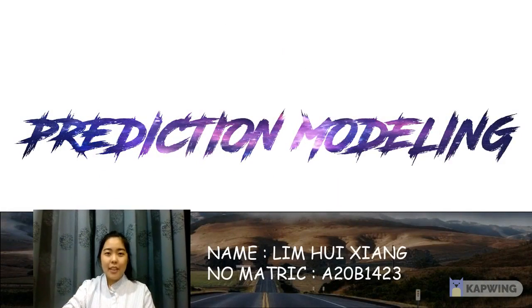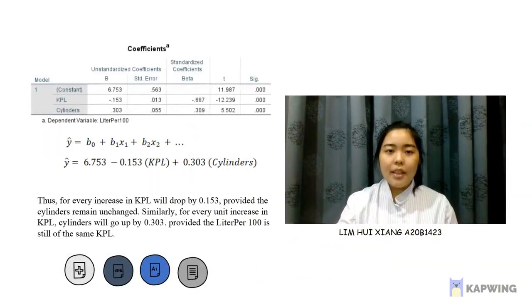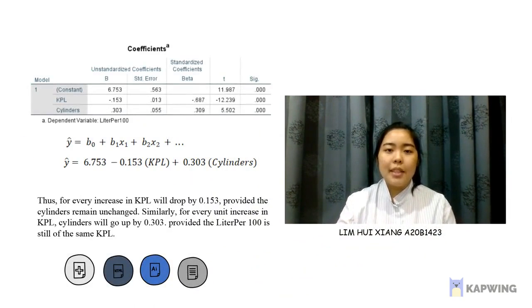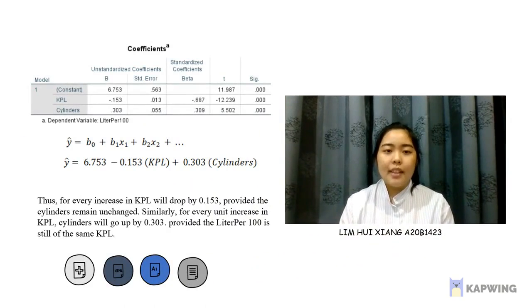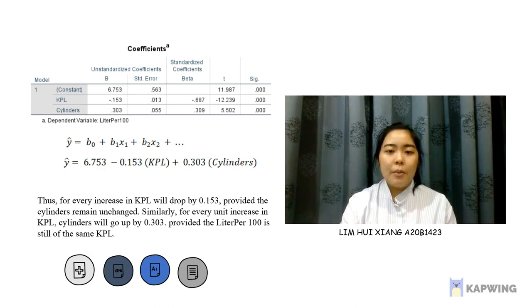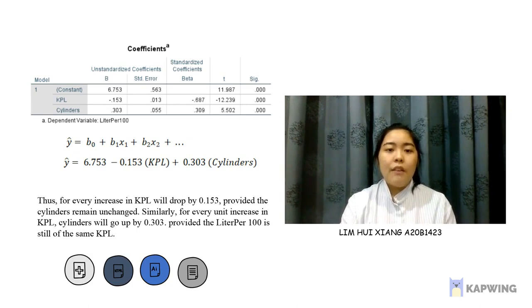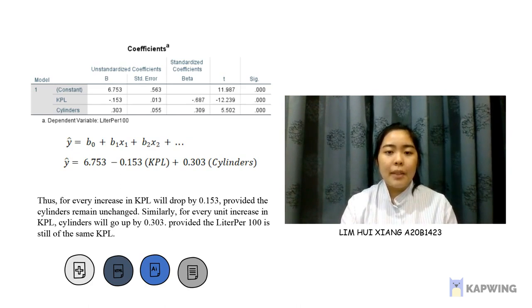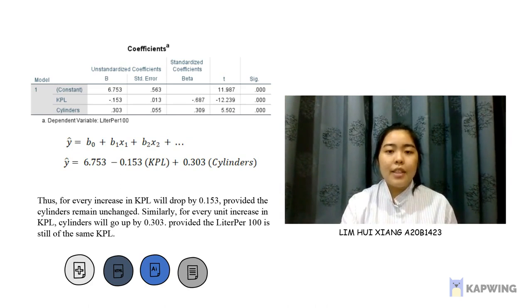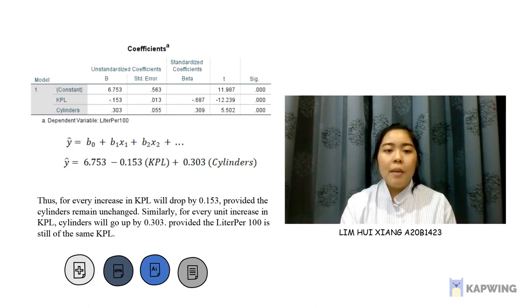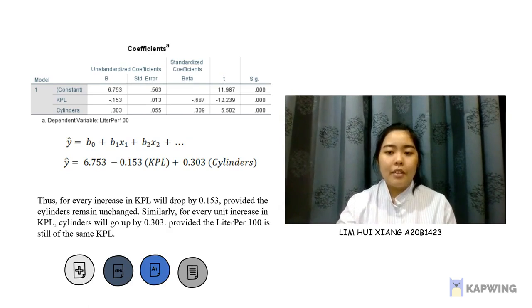Next, I will present about prediction modeling. Based on the coefficients table, refer to the unstandardized B column. The multiple regression model is stated on the slide. From the multiple regression equation, B0 is 6.753, a constant or intercept, which reflects that the dependent variable is liter per 100 km. Next, B1 refers to KPL, which is negative 0.153, while B2 refers to cylinder, which is 0.303. Thus, for every unit increase in KPL, liter per 100 km will drop by 0.153, provided the cylinder remains unchanged. Similarly, for every unit increase in cylinder, liter per 100 km will go up by 0.303, provided the KPL remains the same.